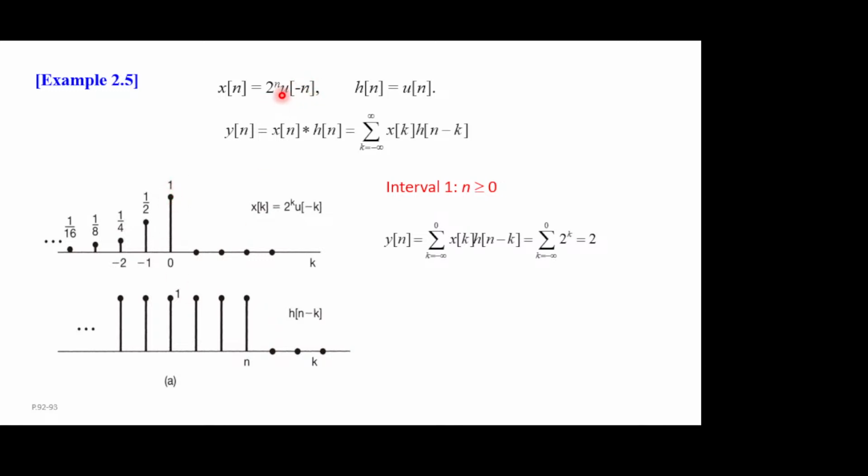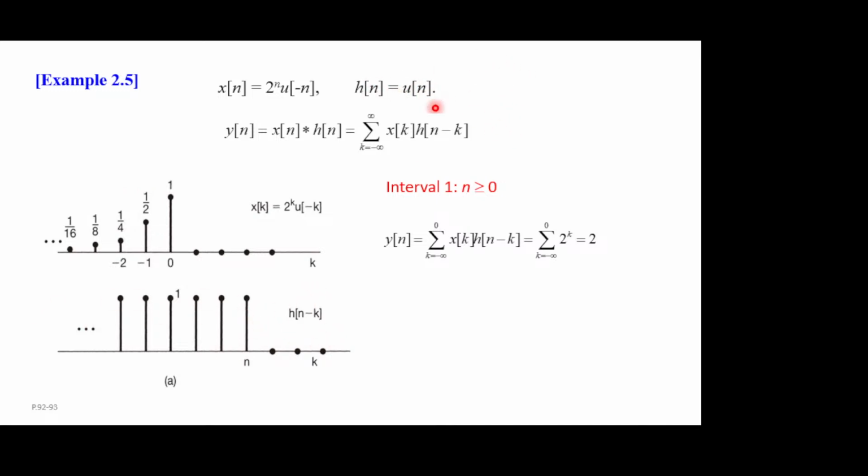So x of n is cut off at n equals 0, because you have this u of minus n here, so n needs to be less than or equal to 0. And we have this 2 to the n, which is exponentially growing, but our n is negative, so it's an exponential decay toward negative n. And we have h of n, which is our unit step function.